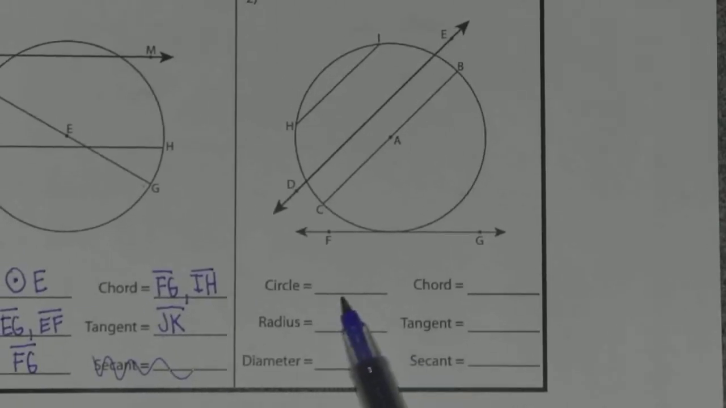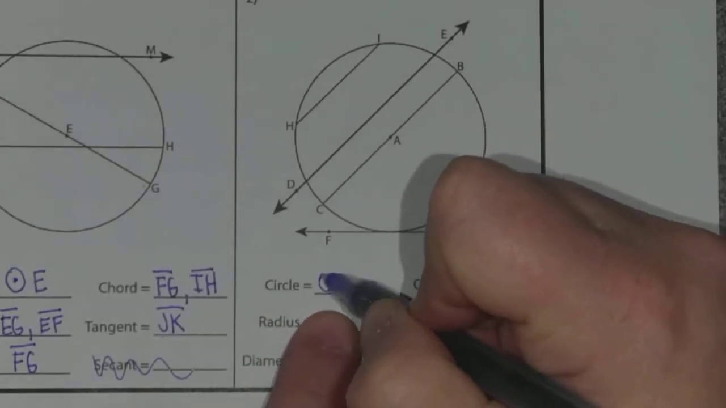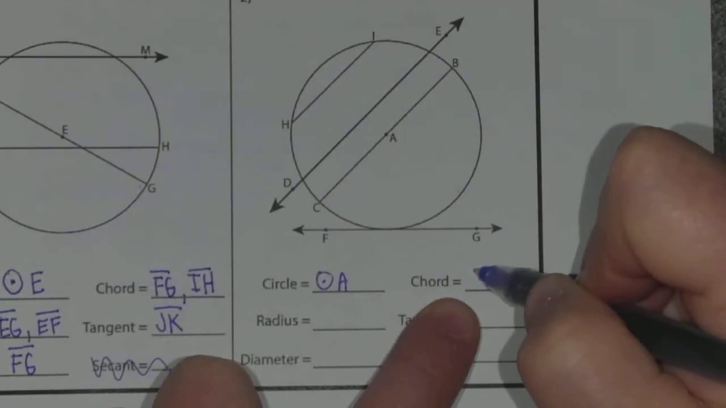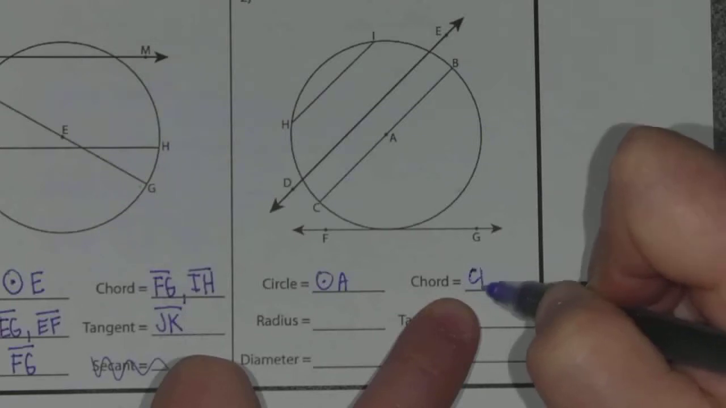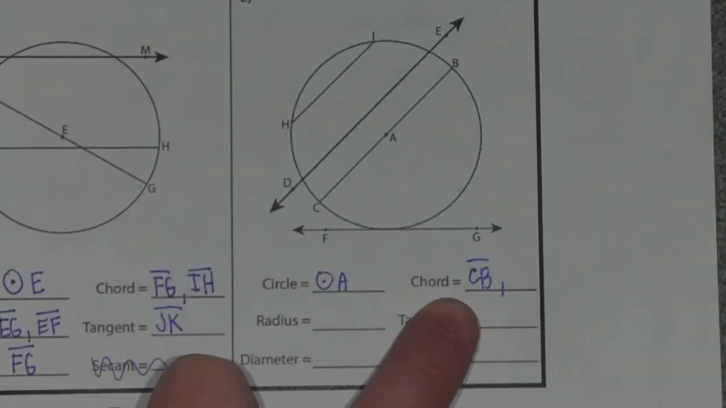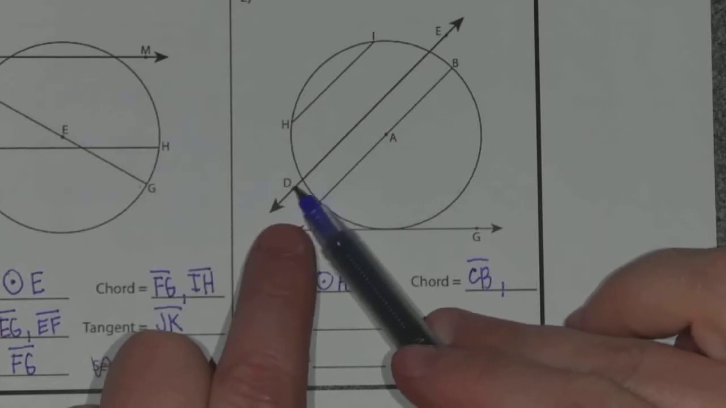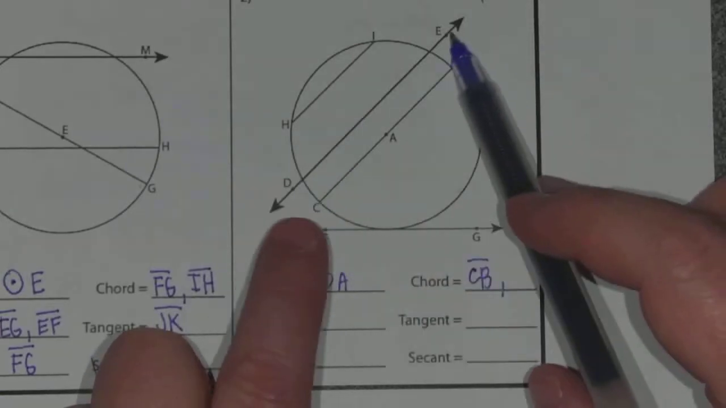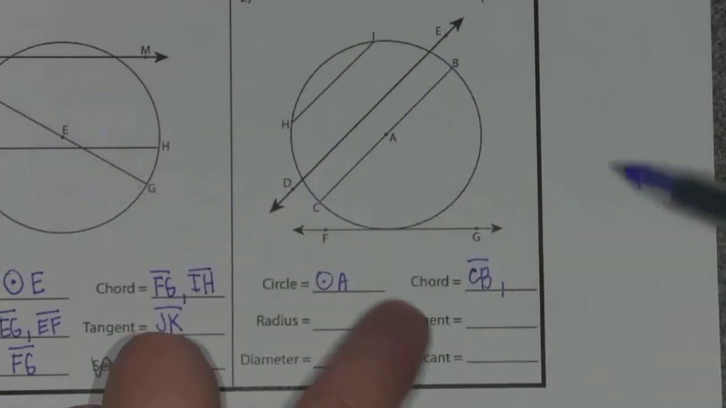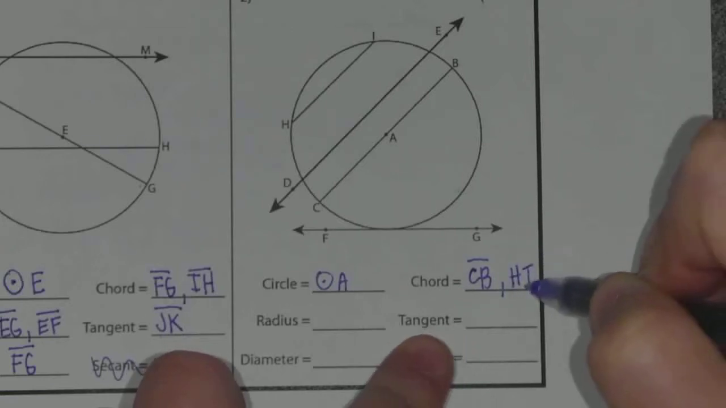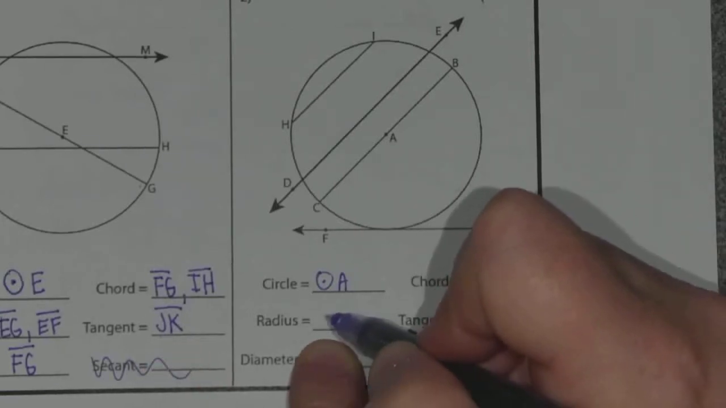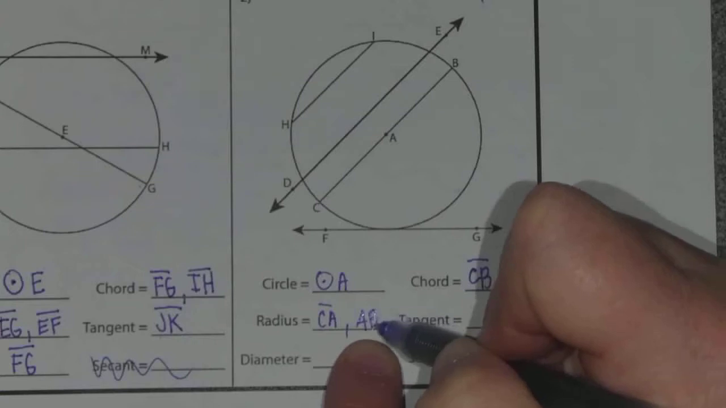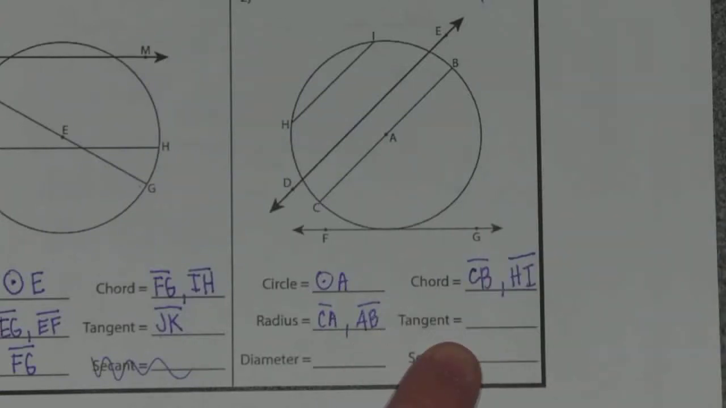Okay, really fast, help me go through this one. What are we calling the circle? Circle A from the center. Tell me the chords. CB. Okay, so DE, do you see how those points are not on the... Yeah, so that would not be necessarily a chord unless it was labeled on those points right there. There we go, HI. All right, the radius. CA, totally works. And one more. Yeah, BA or AB.